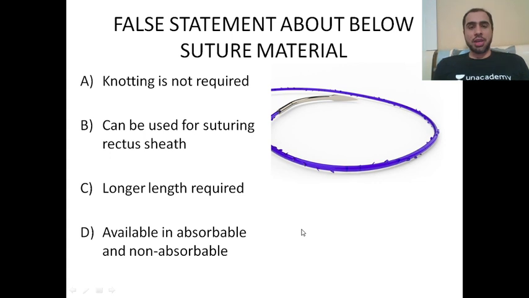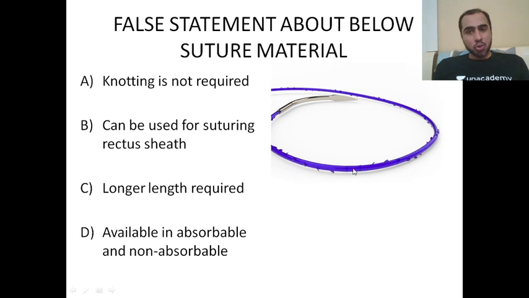Okay, so let me give you the answer. First of all, Prashant says A. First of all, this is a barbed suture. That is right. It is not the traditional suture. It is a barbed suture. It's not Vicryl barbed. So it is a barbed suture, it is self-locking. So because it is self-locking, knotting is not required. Yes, it can be used for suturing rectus sheath. It is available in absorbable and non-absorbable. And obviously, if you are not knotting, the length that is wasted in knotting will not be required. So actually, you need shorter length than a normal suture material. So it's not longer length, it is shorter length.